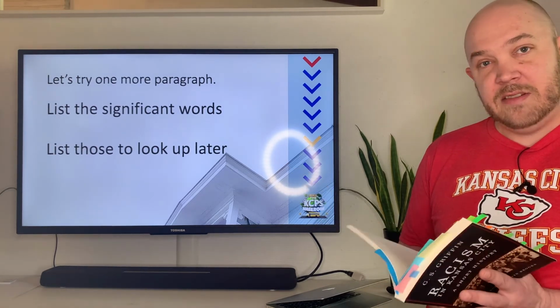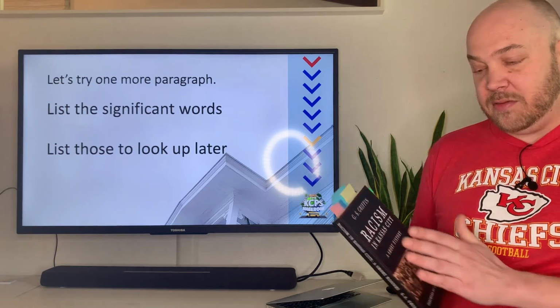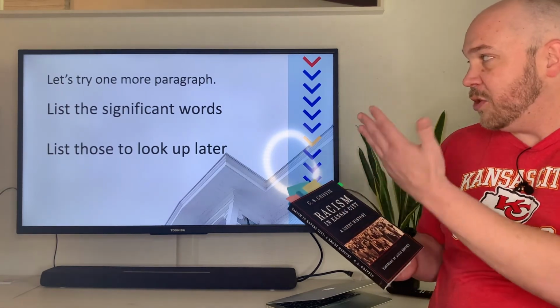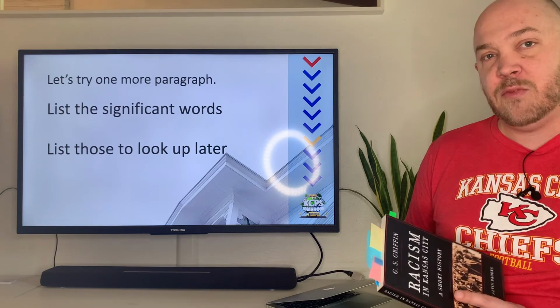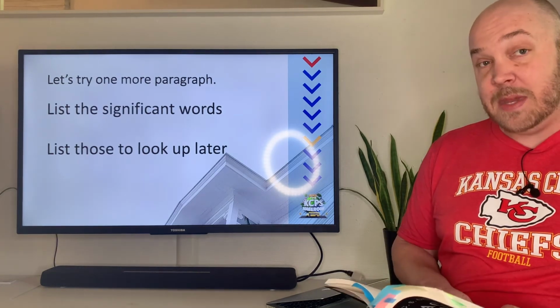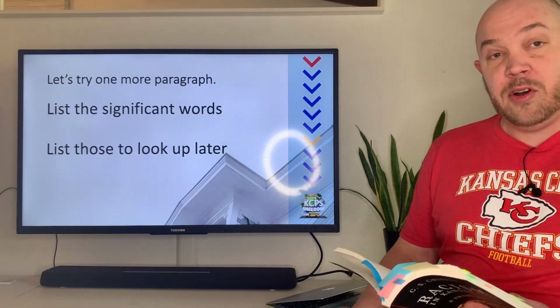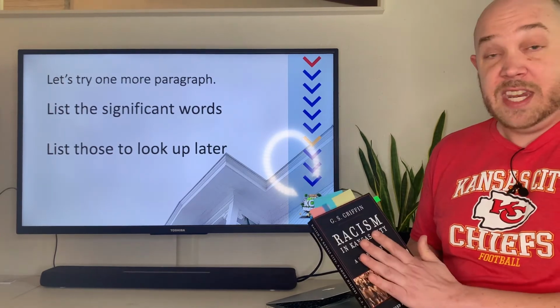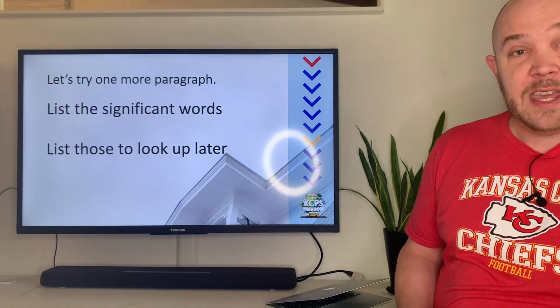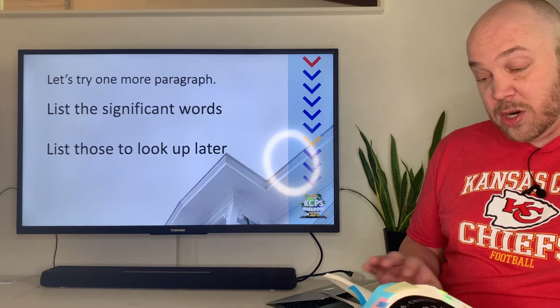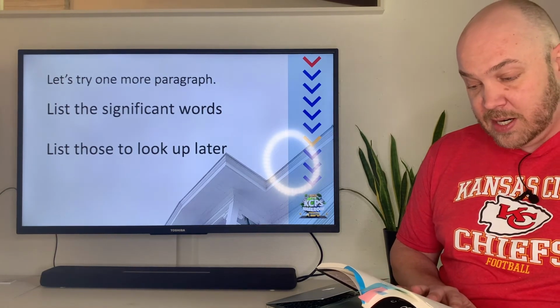Okay, so again, we're reading this book and thinking about the overall title. We're thinking about the vocabulary. We're thinking about the significant words that help paint the meaning in this extremely important reading about our own city. So did you hear some significant words in that passage? Did you hear words you might want to look up later?